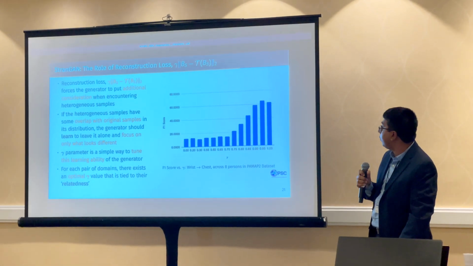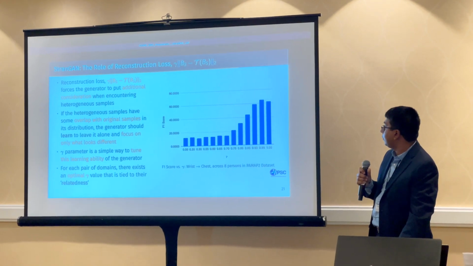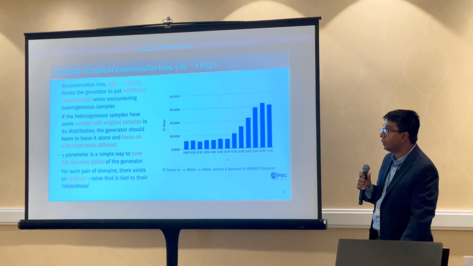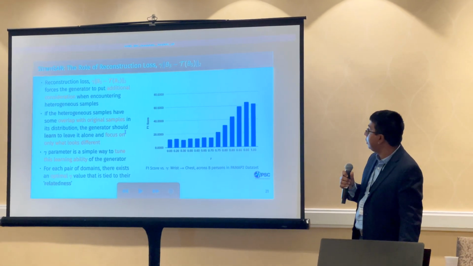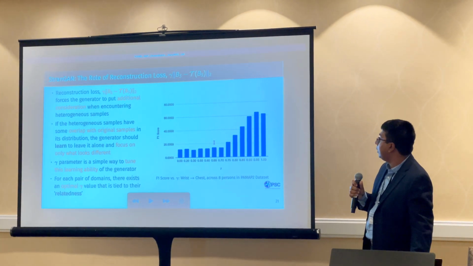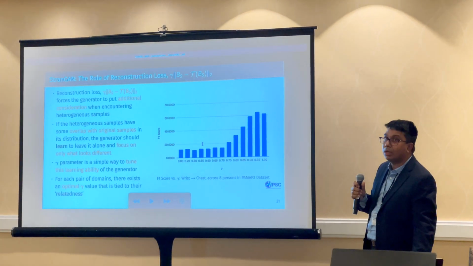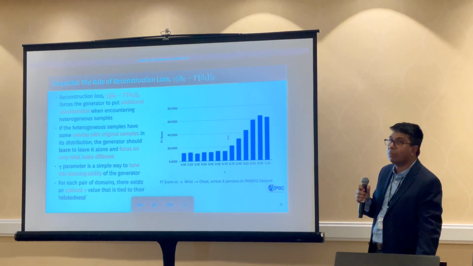And here's a graph of why we need to have that reconstruction loss. If we turn it off by setting it to 0, you would see that the model fails to converge. This is something we found: without this, a vanilla GAN framework will not work.